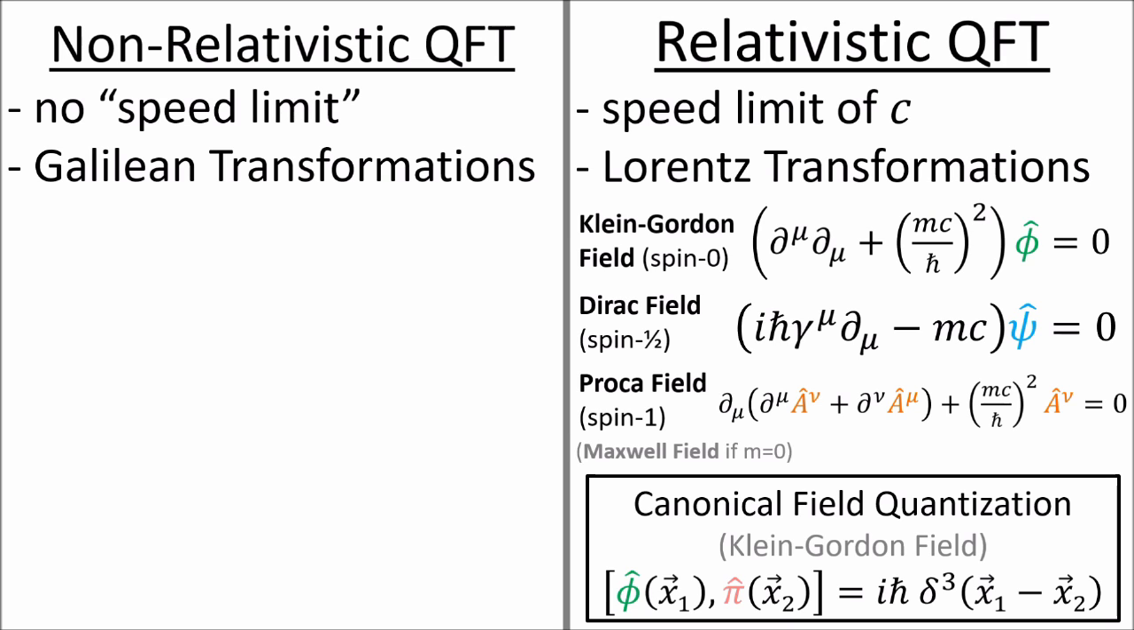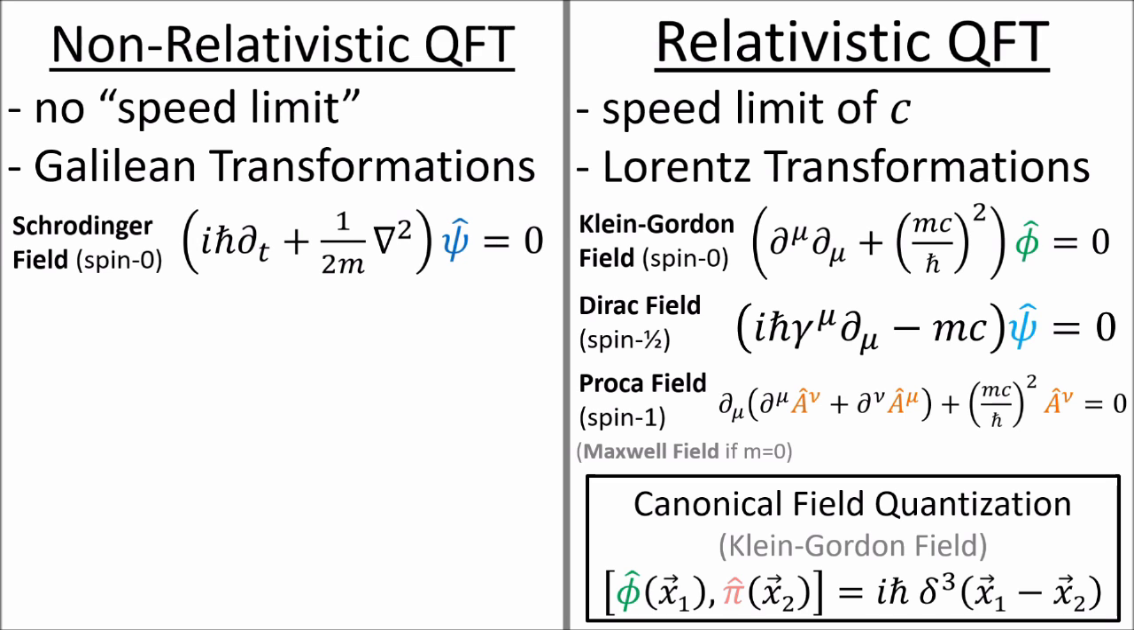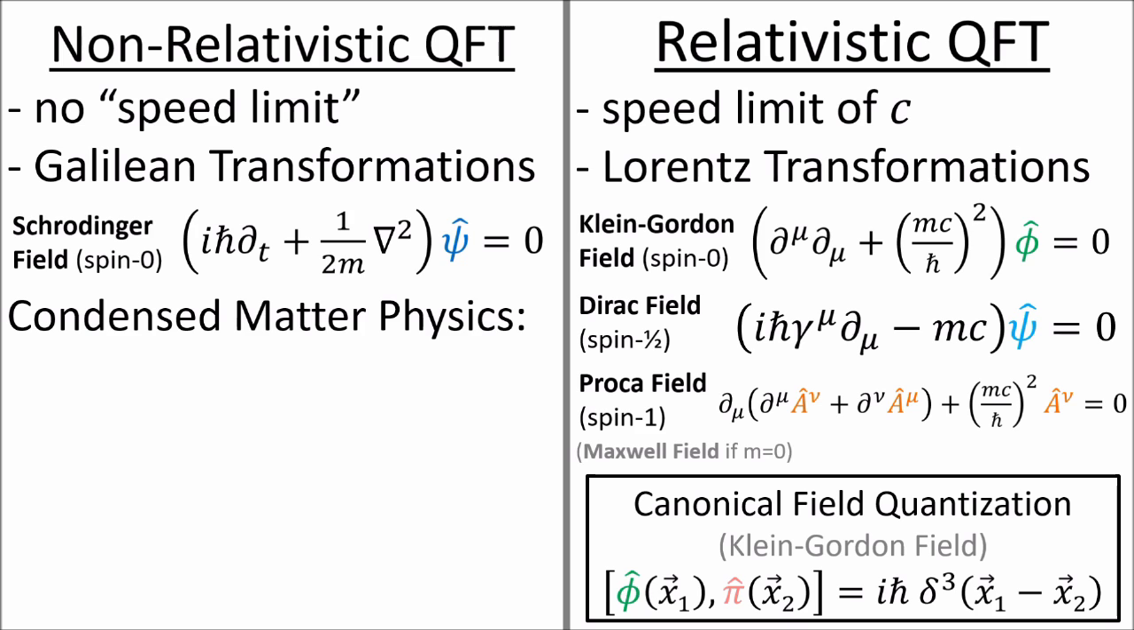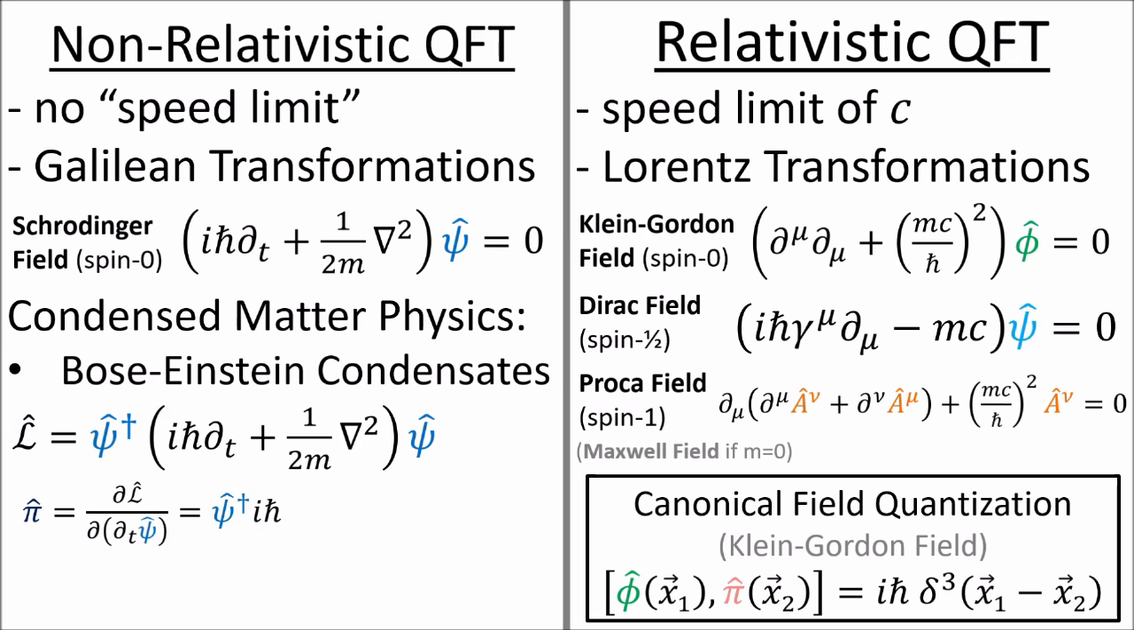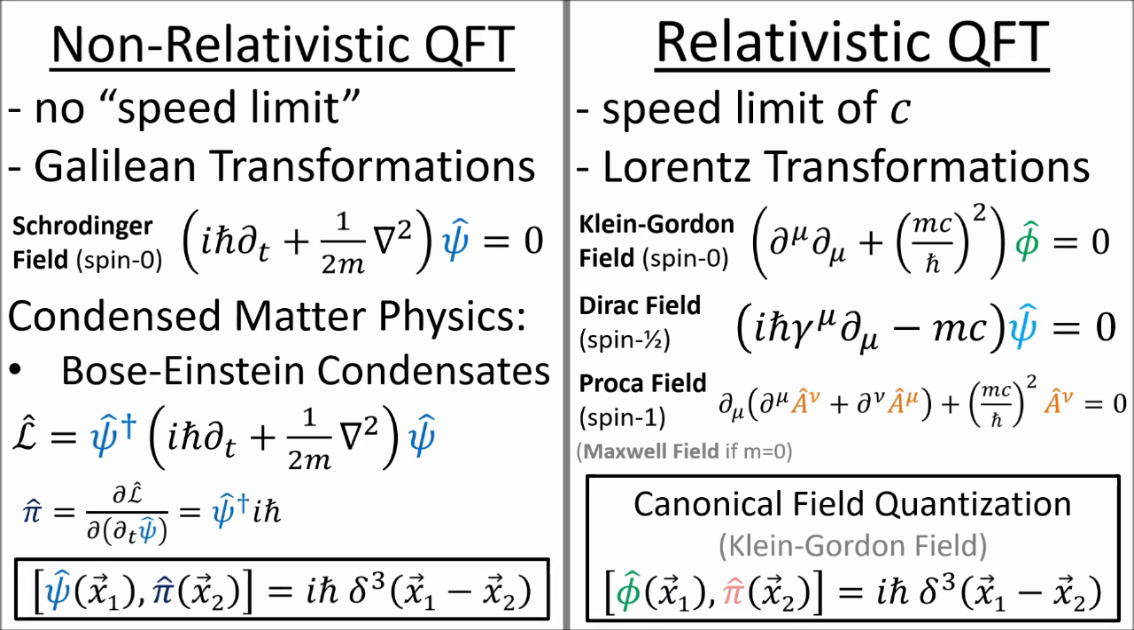However, certain condensed matter systems can be described with non-relativistic quantum fields. For example, the non-relativistic Schrödinger field can be used to describe Bose-Einstein condensates, or superfluids. I want to be clear that this might look like the Schrödinger equation, but psi is not a wave function. It's actually a field operator that represents coupled oscillators in a quantum field, and it obeys commutation relations.